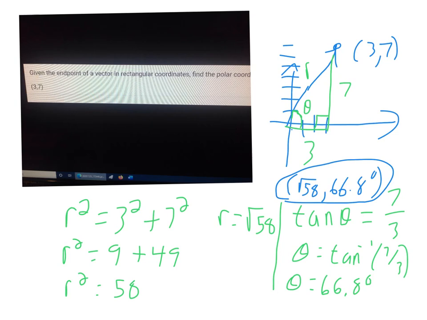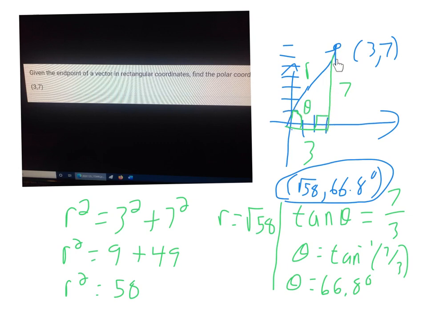So, equation discussion board: given this endpoint (3, 7), the endpoint of a vector in rectangular coordinates, find the polar coordinates. I'll try and draw a sketch here. Here's the origin, you're coming over 3 and going up 7, so you have this endpoint (3, 7). You have this vector starting at the origin going to (3, 7). So we've got a right triangle, this side's 3 and this side's 7.